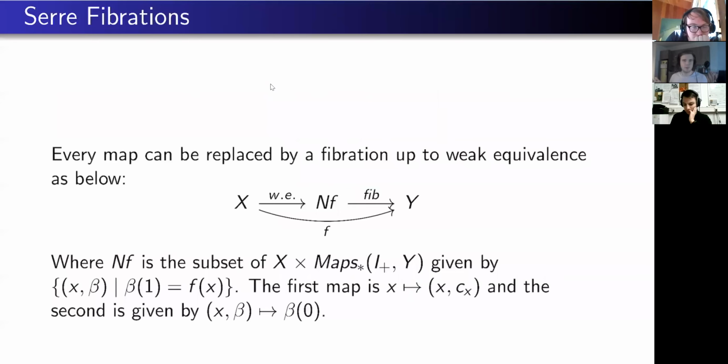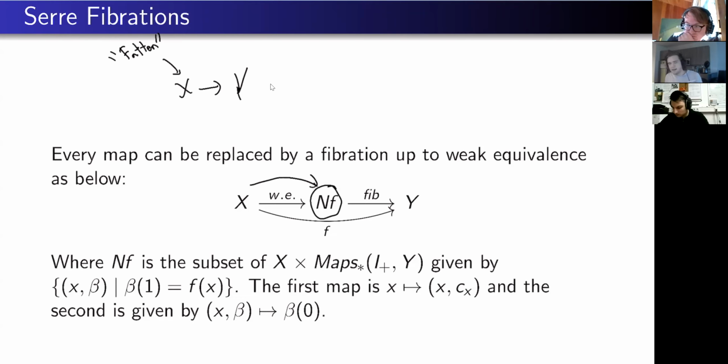Now, what maps are fibrations? If you're a homotopy theorist, the answer is all of them. To be a little more precise, given any map F from X to Y, we can fatten X a little bit so that this map can be surjective by creating the space NF. So X is going to be weakly equivalent to NF, meaning that all of its homotopy groups, all of its homology groups are the same. And then the induced map NF to Y is going to end up being a fibration.